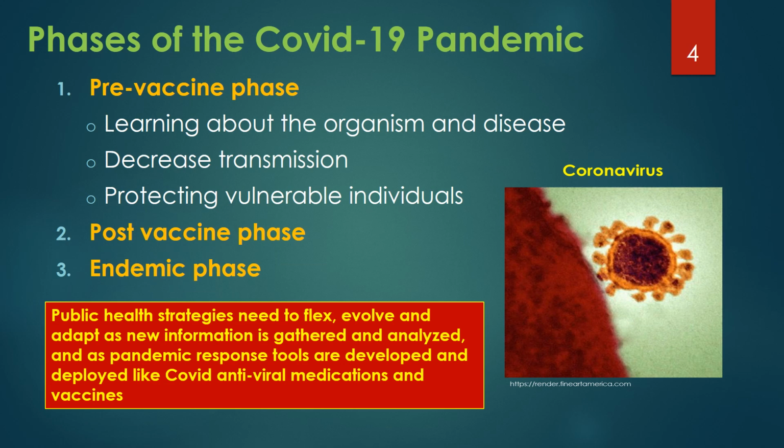There are three phases to the COVID-19 pandemic: the pre-vaccine phase, post-vaccine phase, and endemic phase. In part one, we discussed the pre-vaccine phase, discussing the COVID organism and disease and concepts to decrease transmission. In this session, we will continue to discuss decreasing transmission and protecting vulnerable individuals, the post-vaccine phase, including a brief discussion of COVID treatment and COVID vaccine communication strategies.